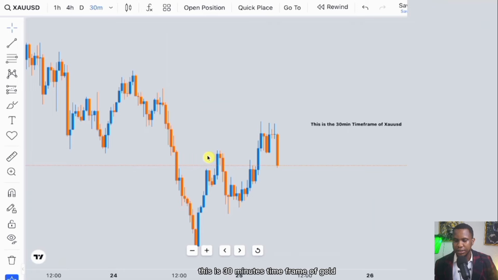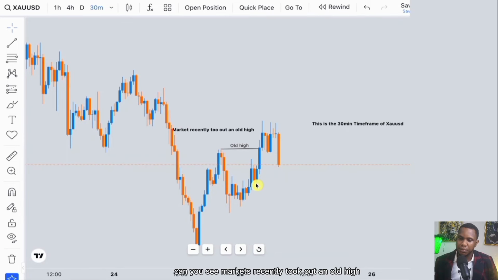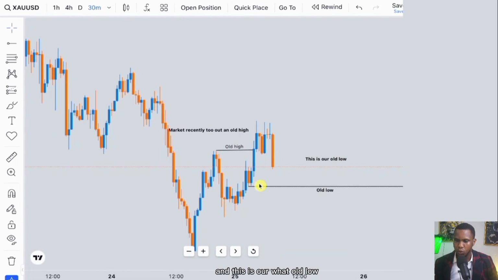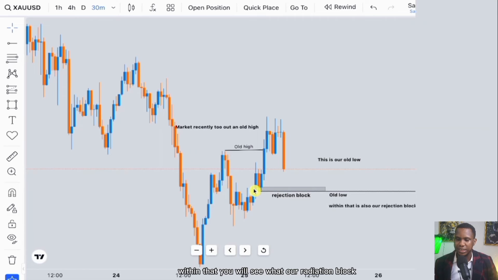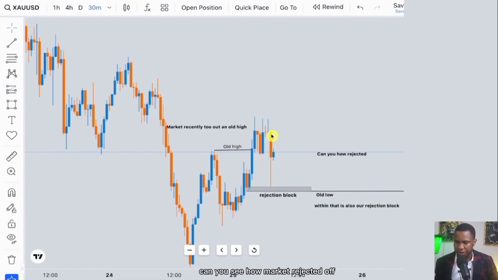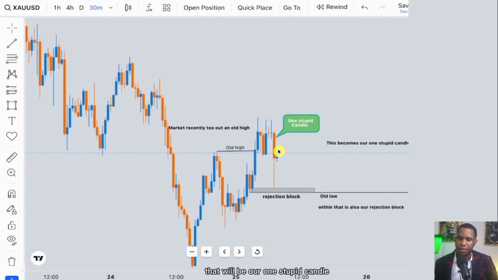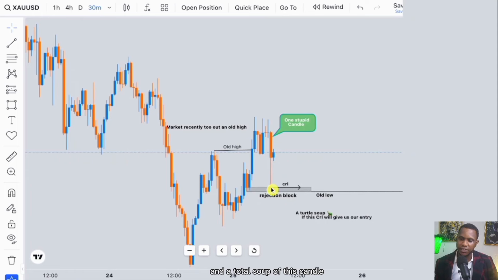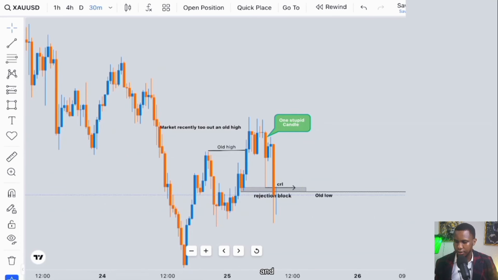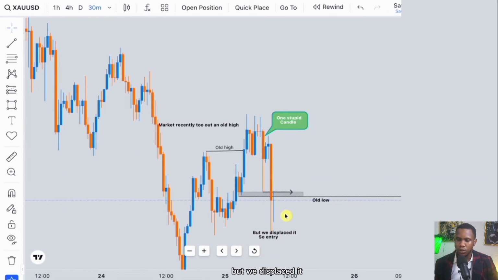This is the 30 minutes time frame of gold. Can you see the market recently took out an old high, and this is our old low. Within that, you will see our rejection block. And you see how the market rejected off this rejection block. That will be our one stupid candle, and a total sweep of this candle range low will be our entry signal. But we displaced it, so we are not going to be having any entry.